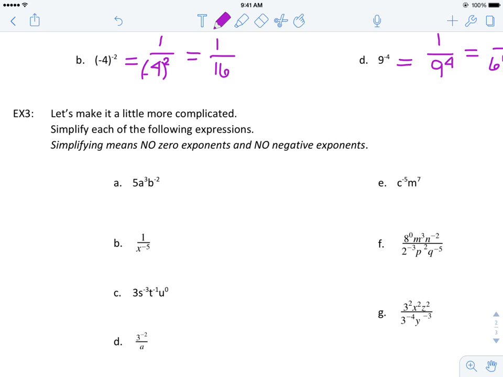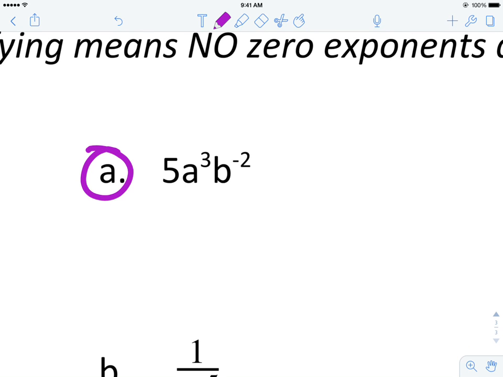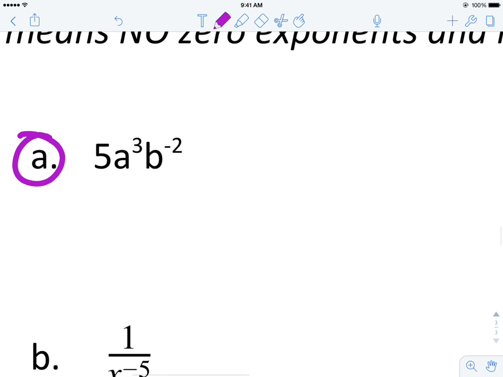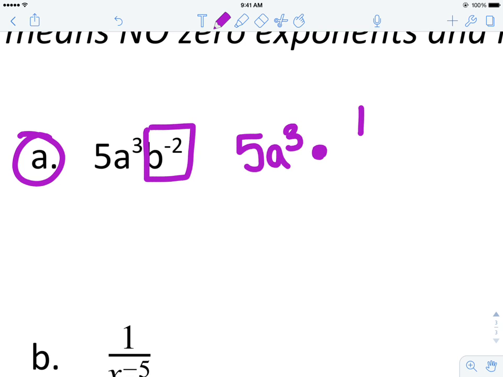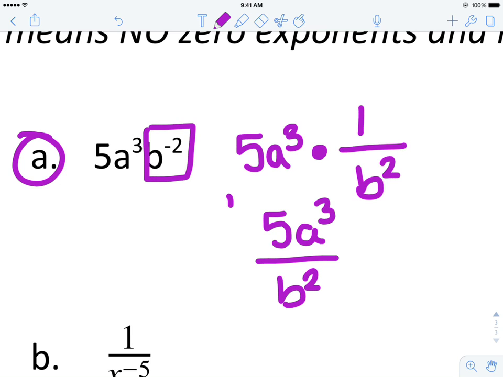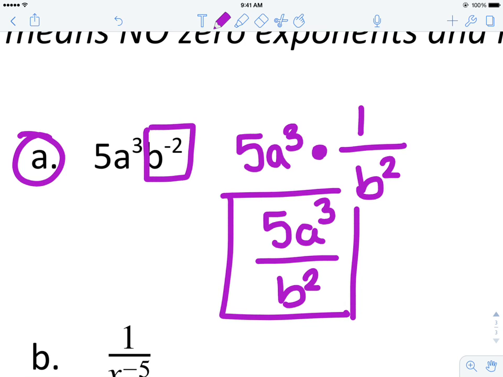I'm going to start with the first one, a. So this one I have both a negative exponent and regular exponents. What do I do? That means I only move the negative exponent. So I have 5a to the third, which stays the same, and I'm going to multiply it by 1 over b squared. Now I can leave it like this, but it's still not as pretty as it can be. So I simply pop the 5 to the third, 5 times a to the third over b squared. And that is my reduced simplified answer.